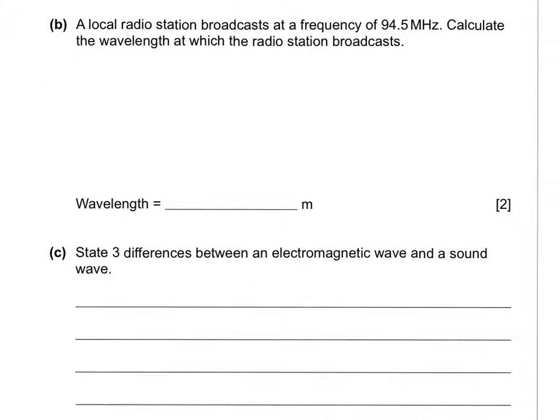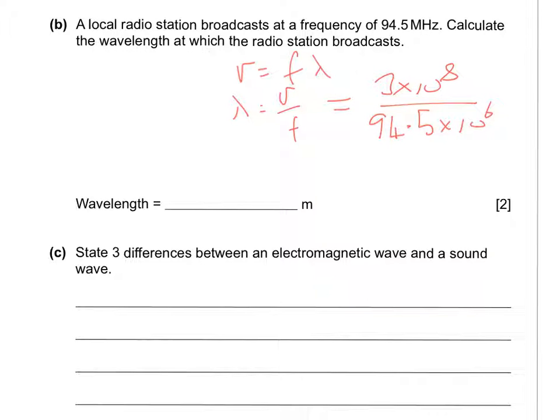So then we have a basic wave equation question. A local radio station broadcasts at 94.5 megahertz. Calculate the wavelength at which this station broadcasts. So we need the speed of light from the data sheet. So v equals f lambda, and lambda then equals v over f. So we've got the speed of light on the top line, 3 times 10 to the 8, and 94.5 mega on the bottom. And we divide those and we get 3.17 meters.